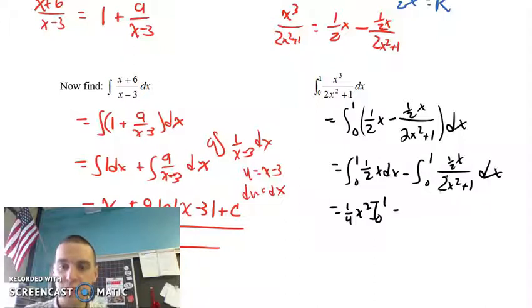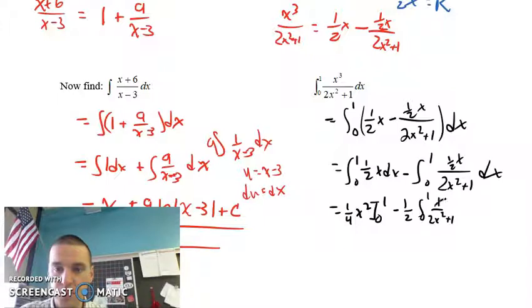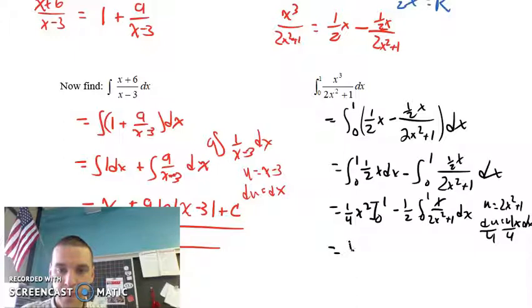But what about this one? Well, this one's a little more interesting, isn't it? I can bring this 1/2 out in front, which will then give me 1 over 2x squared plus 1, x there. And if I let u equal 2x squared plus 1, notice that du equals 4x dx. Well, if I just divide by 4, it gives me my x up on top. And I also need to change my bounds.